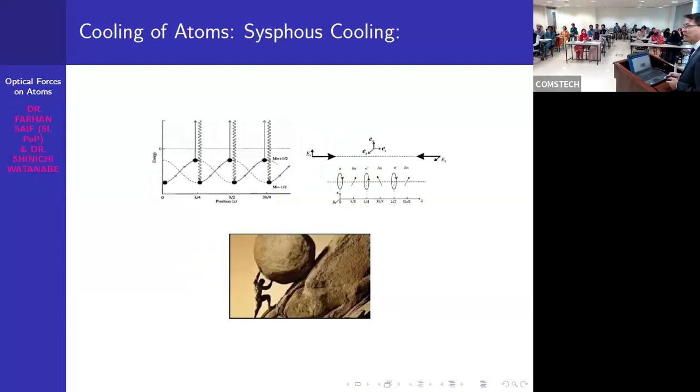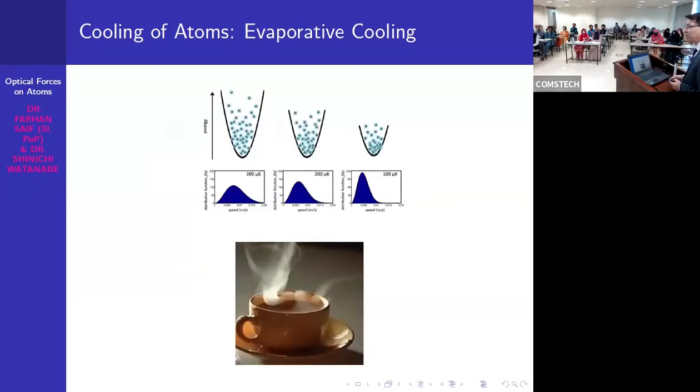And finally, we have evaporative cooling, which is like the cooling of tea in a teacup. The atoms with higher energies just evaporate, and the rest of the atoms with lower energy stay in the trap. This way, we are in a position to cool the atoms to the microkelvin and nanokelvin scale, which is very, very small. So we cannot reach absolute zero, but we can come to smaller and smaller scales in this way.